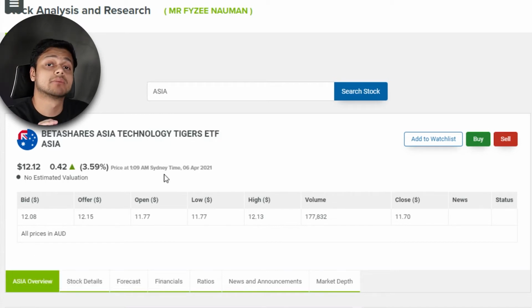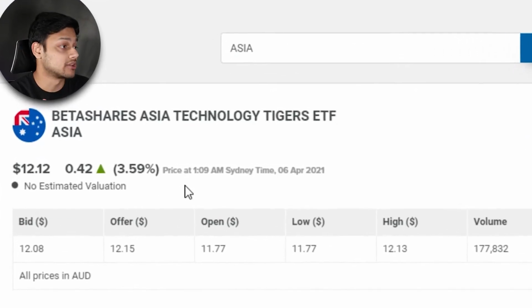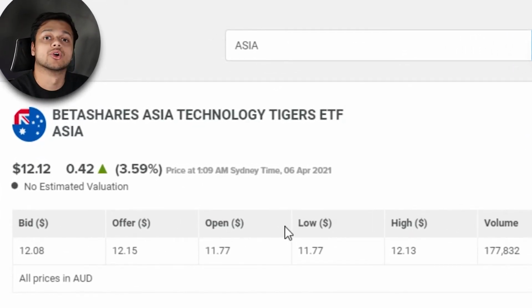Now on the screen we've got a bunch of terms that you might not know about, like bid, offer, open, low, high. So let's go through them very simply. The bid price for this ETF is $12.08. The offer price is $12.15. Bid is basically just another word for buying price, and offer is just another word for selling price.